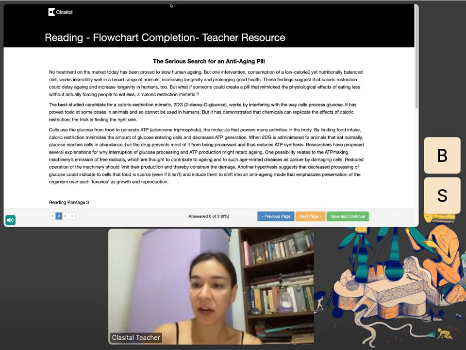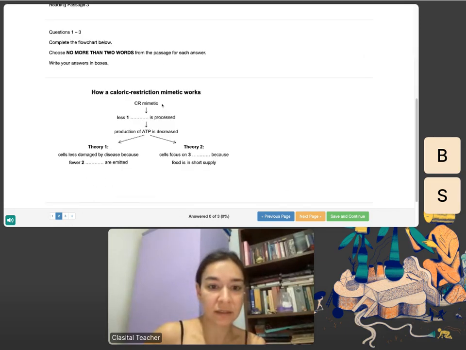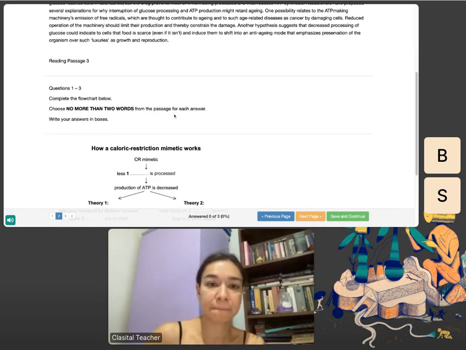My first question is how a caloric restriction mimetic works. CR mimetics, less something is processed and production of ATP is decreased. Let me look at the passage.